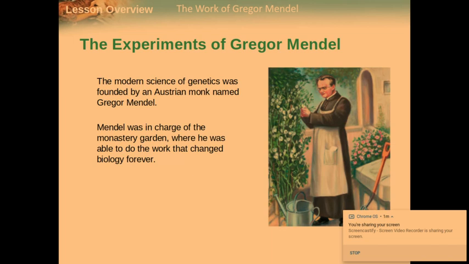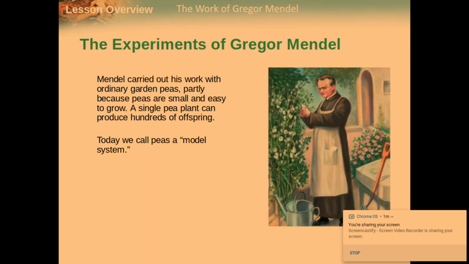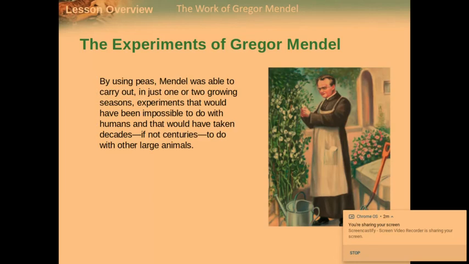So Mendel was an Austrian monk. And he wasn't a scientist per se. He was the guy in charge of the garden, and that's where he did all of his work. The work that he did there ended up being hugely important. Mendel carried out his work with ordinary garden peas, partly because peas are small and easy to grow. A single pea plant can produce hundreds of offspring. So today we call peas a model system. And that's one of the reasons why he was so successful, because he just happened to pick something that gave him very, very good results.